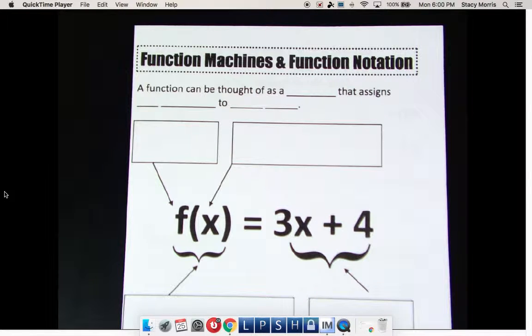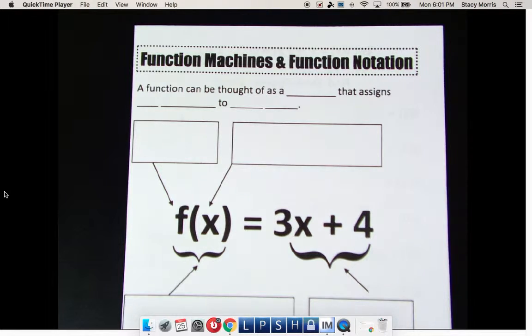These notes are going to be for Tuesday, September 26th over function machines and function notation. So yesterday we talked about what a function is. Again, just a reminder, that's when x does not repeat. So today we're actually going to do some math with that.